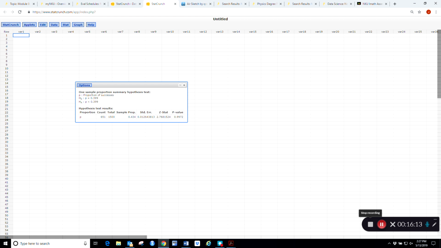So if you're going to use Statcrunch to double check your math, be very careful of making sure your sign is pointing the right way, otherwise you're going to have a very different p-value than you should. But keep in mind that on your exams, you're not going to be using Statcrunch, so make sure you do know how to do this by hand as well.